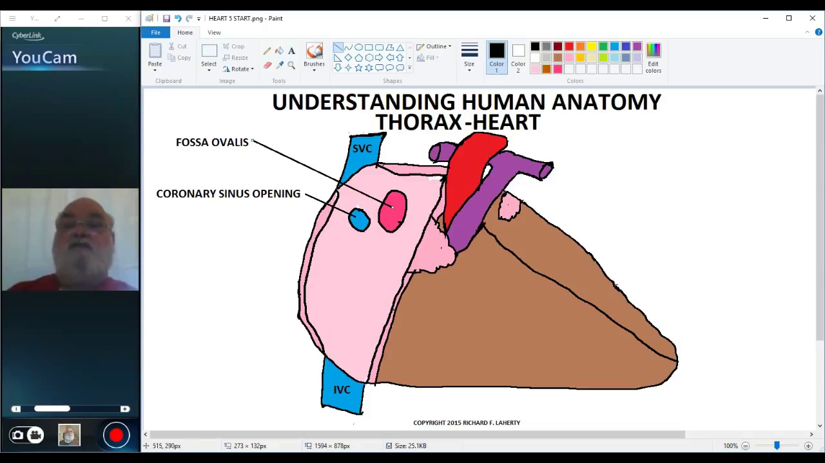The other structure that we need to talk about is the opening of the tricuspid valve. And I'm going to show a little bit of it here.